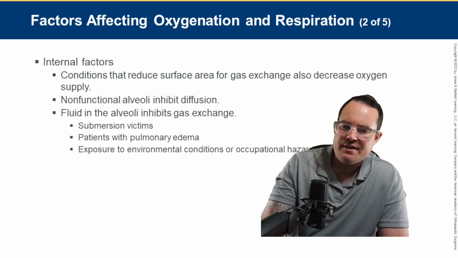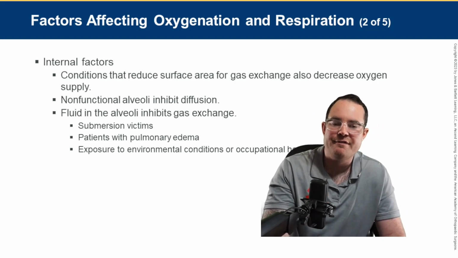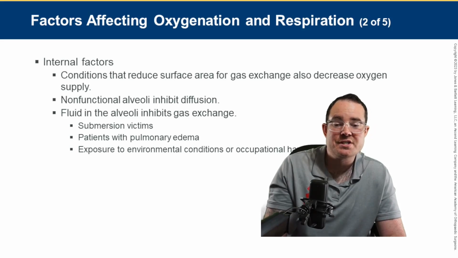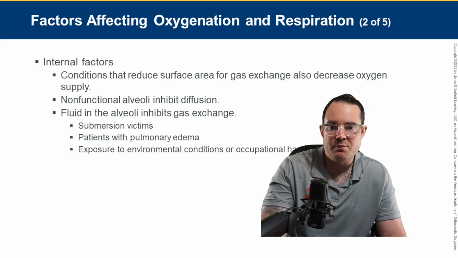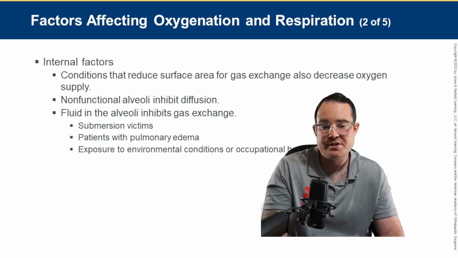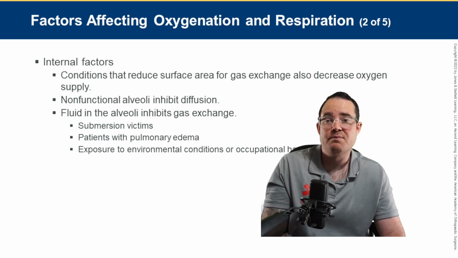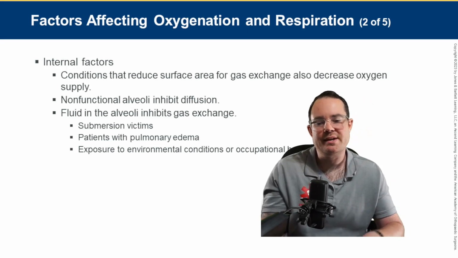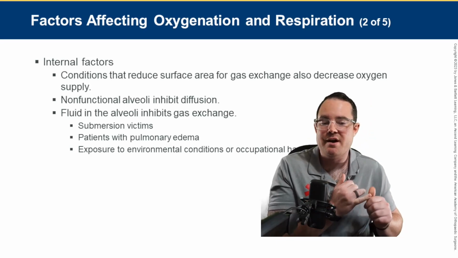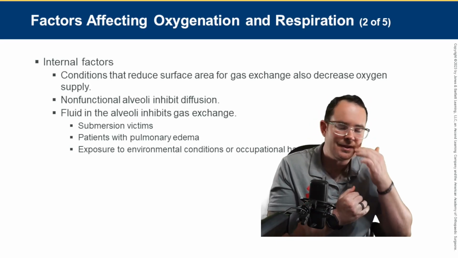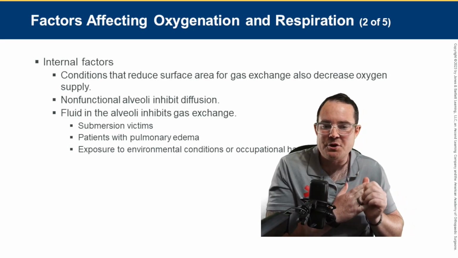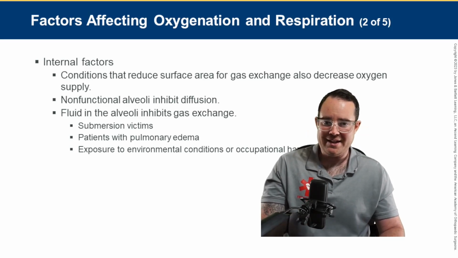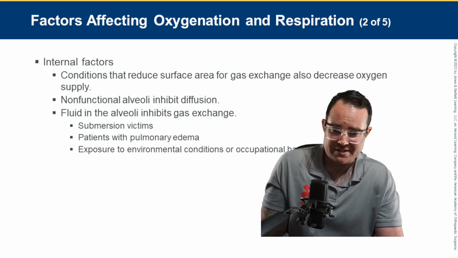Some internal factors here. It says conditions that reduce the surface area for gas exchange also can decrease oxygen supply. So conditions that reduce the surface area for gas exchange. Okay, this could be from fluid in the lungs, maybe airway swelling, right? Now we're getting into CHF, inhaling toxins, asthmatics, COPDers, right? A lot of these different respiratory emergencies that can reduce surface area for gas exchange.